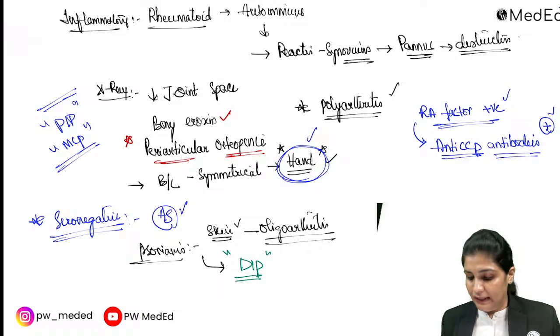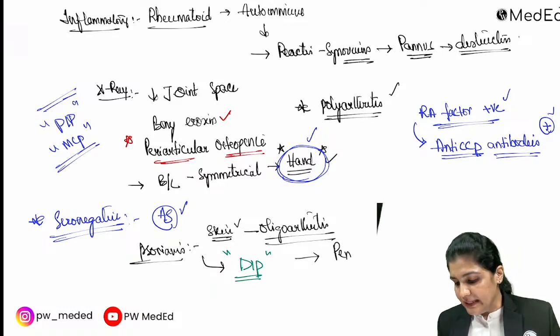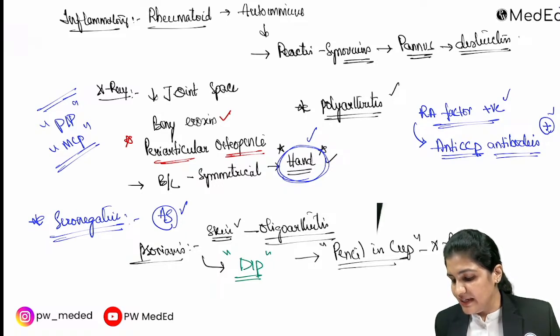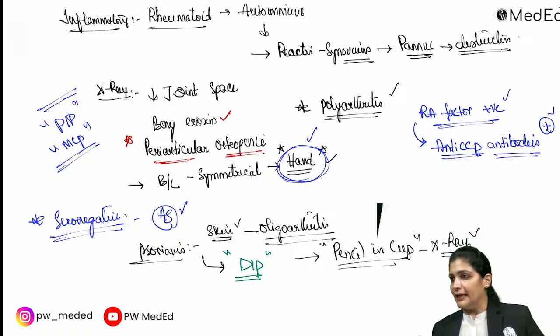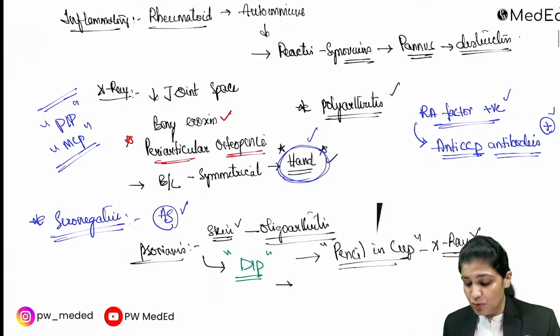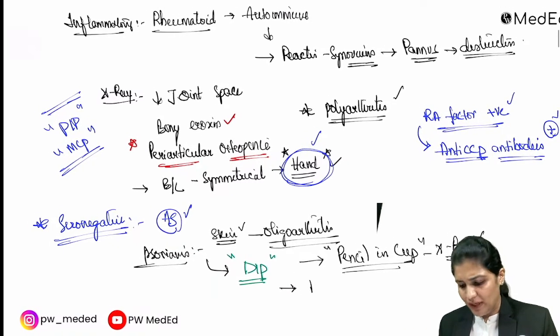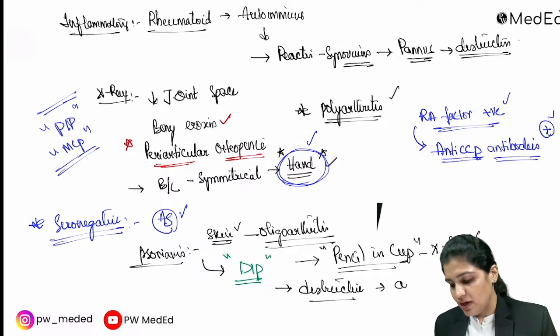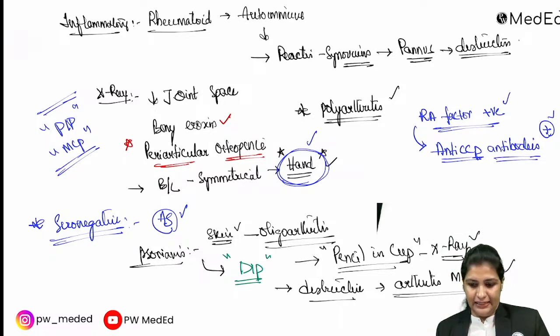And here you see the pencil in cup appearance in the X-ray. So the X-ray finding of psoriasis is the pencil in cup. And usually psoriatic arthritis is very destructive, and hence it is also given a term called arthritis mutilans, right? Arthritis mutilans. So this is about your psoriatic arthritis.